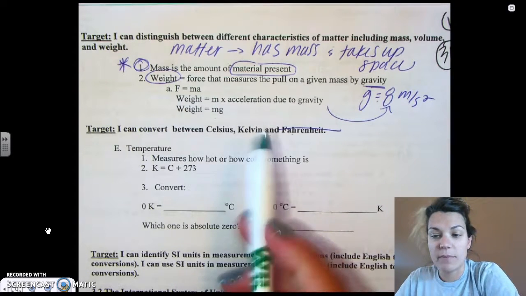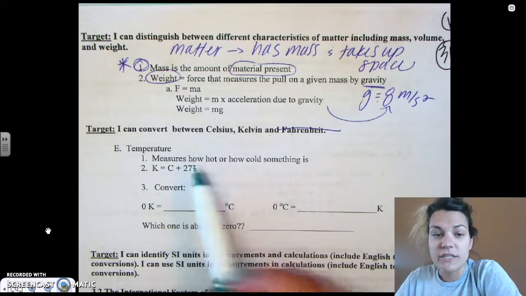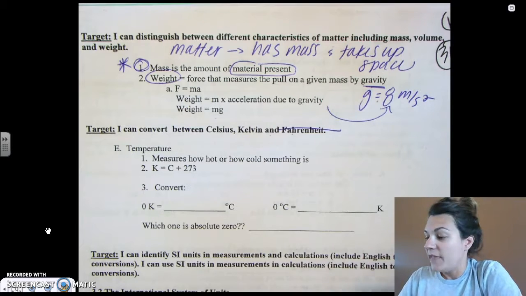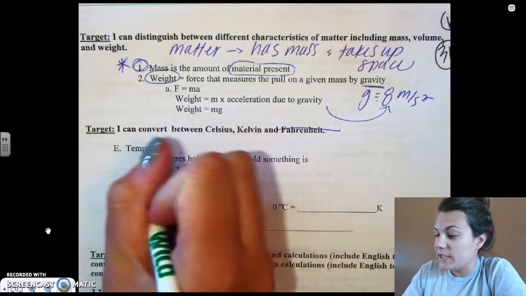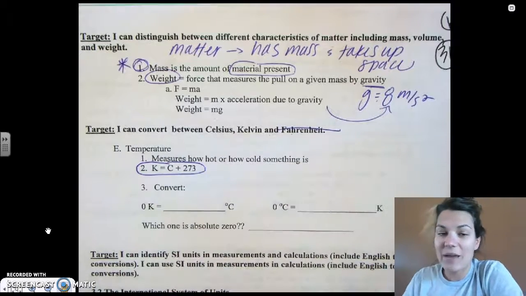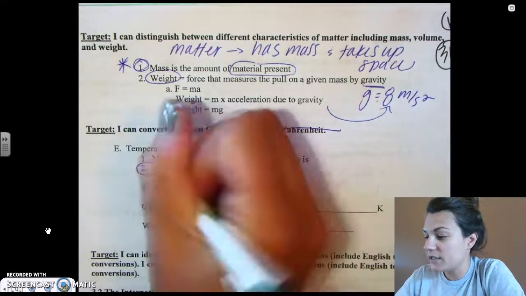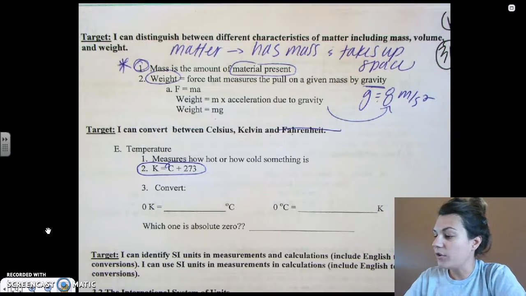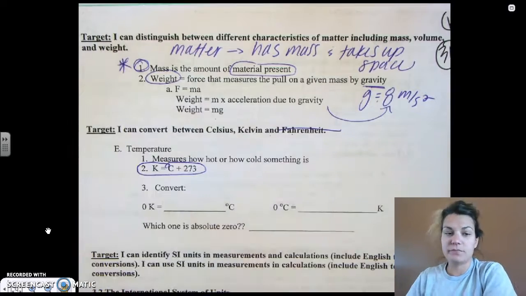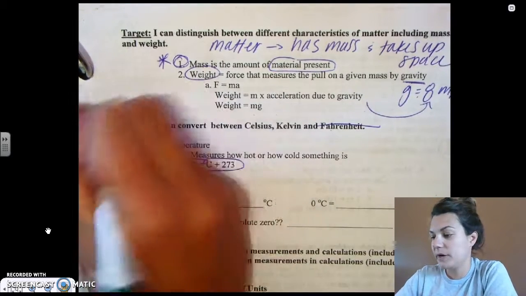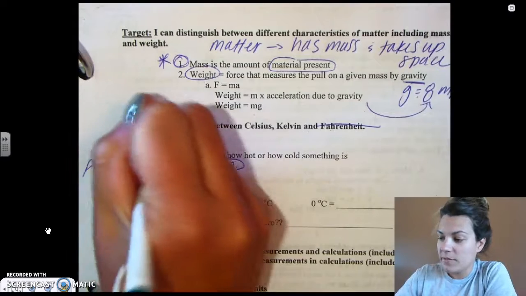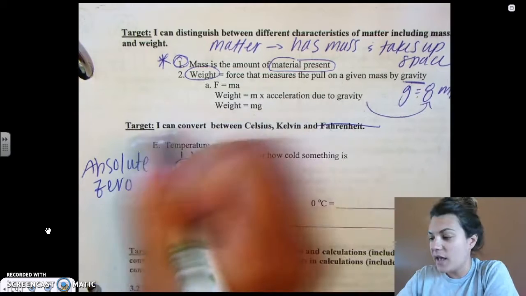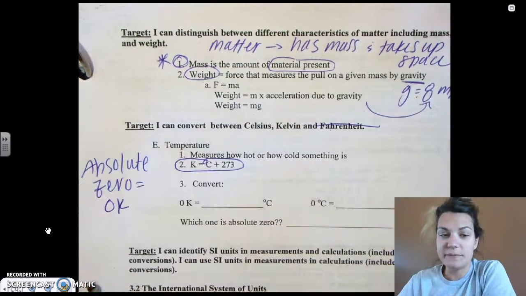So let's talk about what temperature means first of all. Temperature just measures how hot or cold something is. And the conversion that we use most readily is K, which is Kelvin, is equal to degrees Celsius plus 273. Now let's talk about this for a second. I know that you've heard about absolute zero. Does anybody know what absolute zero is, or what it means? Absolute zero is 0 Kelvin.